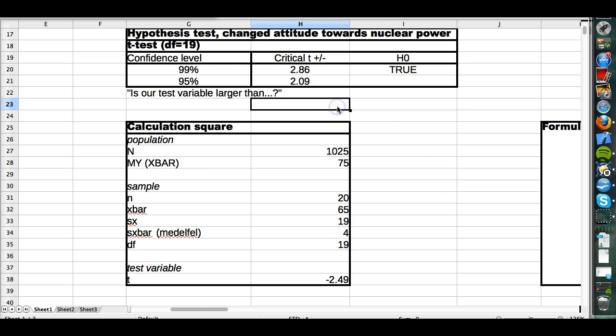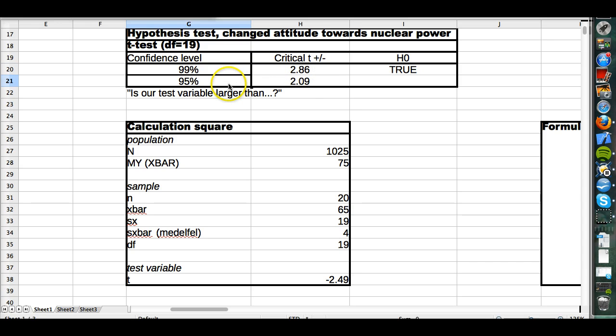And that might seem like bad news, but it's a very high confidence level. What this means in practice is that if we conducted our sample 100 times, we would get a critical test score based on each sample that was in between minus 2.86 and plus 2.86 in 99 out of 100 times.